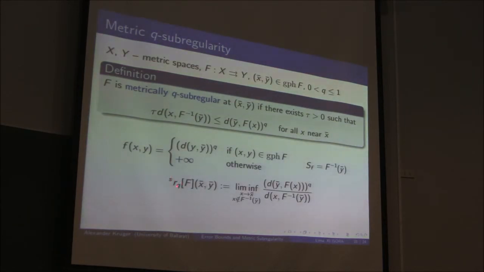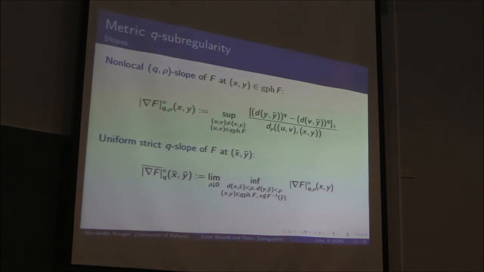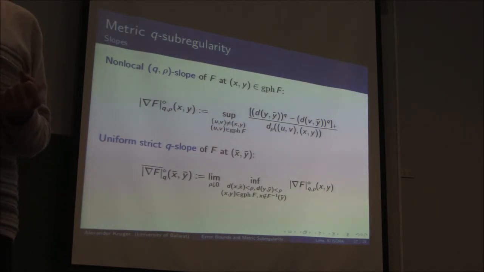The subregularity modulus of order Q is defined this way. This is actually a realization of the corresponding modulus for F. Non-local slope can be defined this way, and this is the same definition but just applied to this function. Uniform strict Q slope is defined in the usual way, the same way. These are realizations of the corresponding definitions. So we can use slopes for set-valued mappings as well.